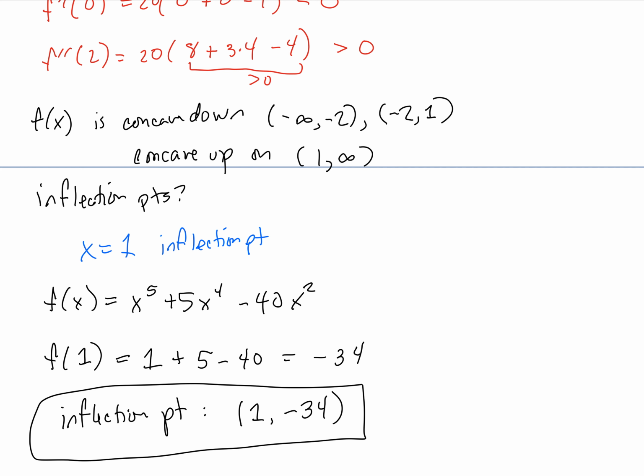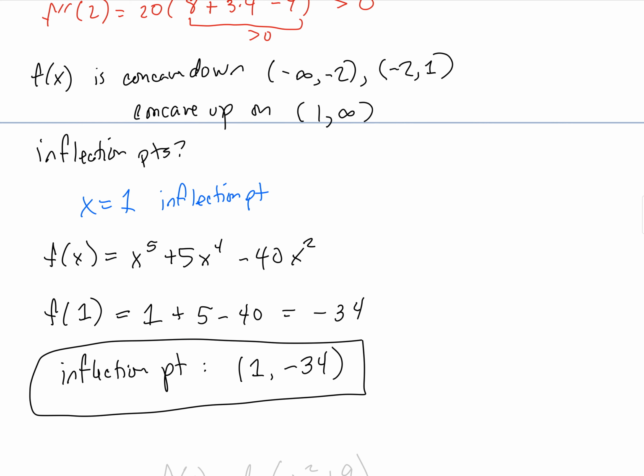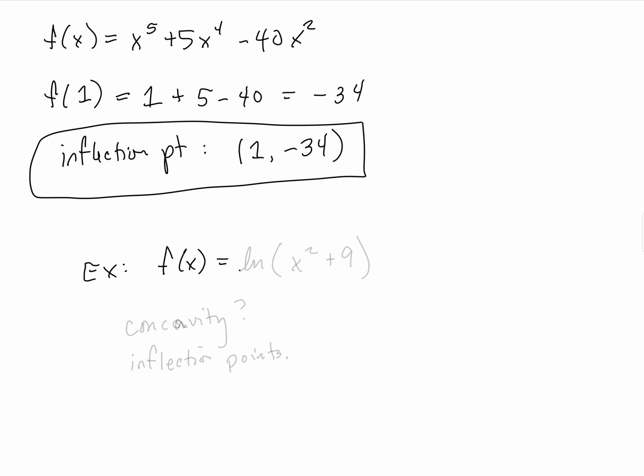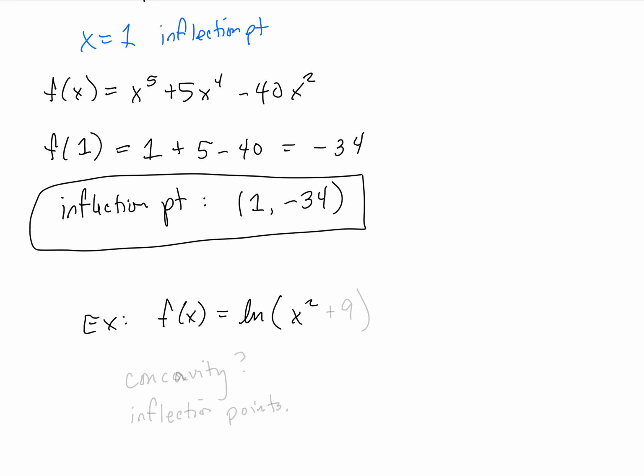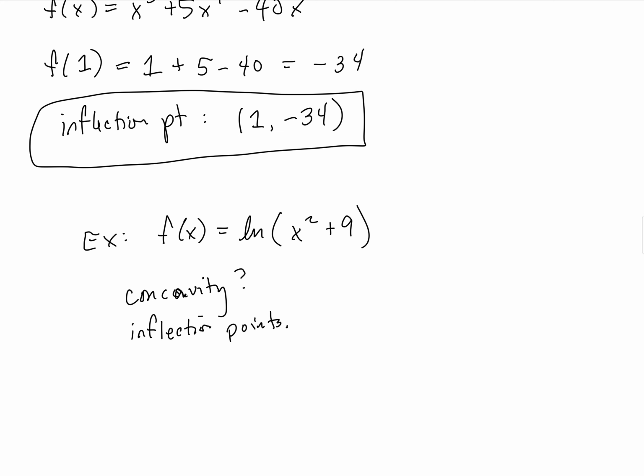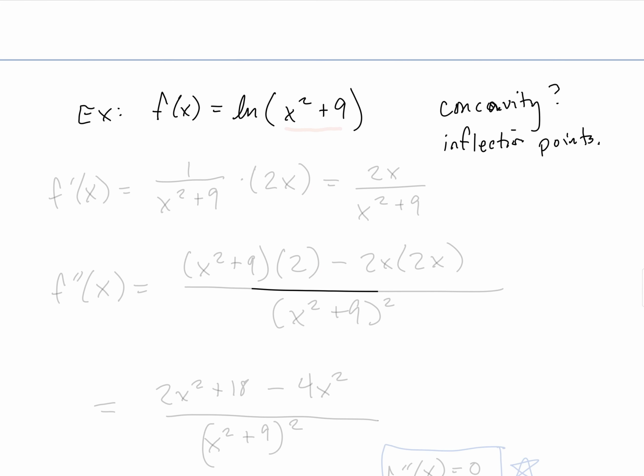All right, let's do another example, and let's do the function f of x is the natural log of x squared plus 9. So again, for this example, let's find the concavity, the intervals over which this function is concave up and concave down, and let's also find the inflection points. So try to find each of those, and we'll talk about them in a moment. All right, so for finding each of these, we're going to take the second derivative.